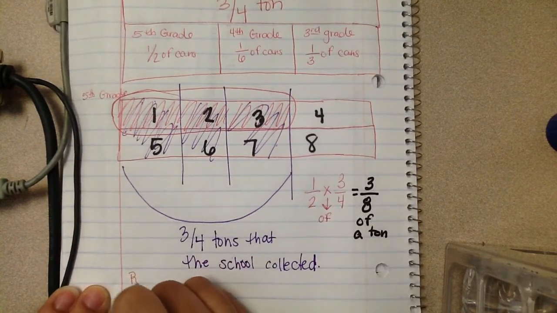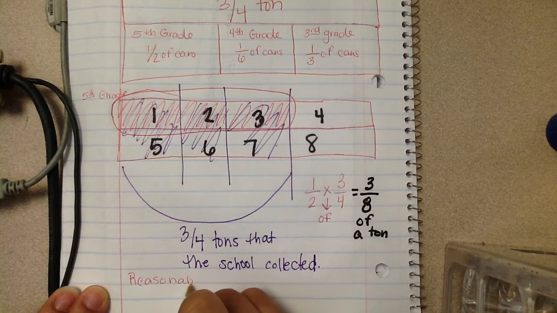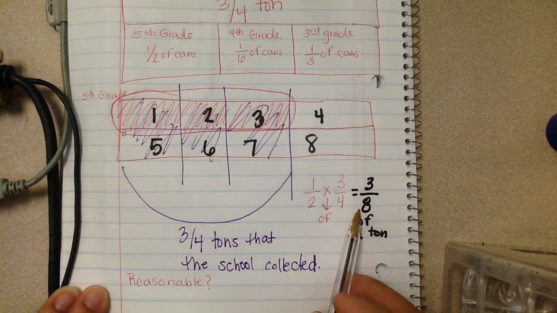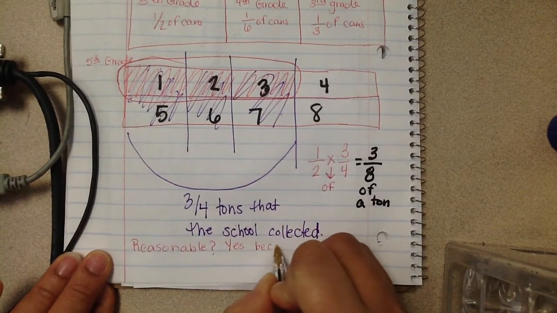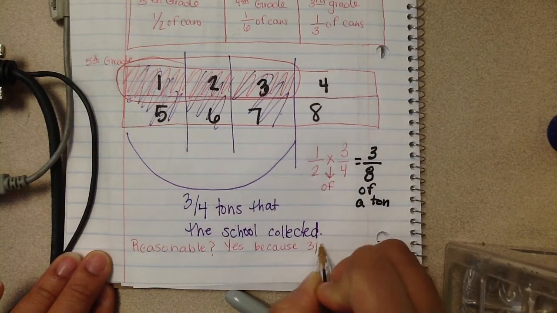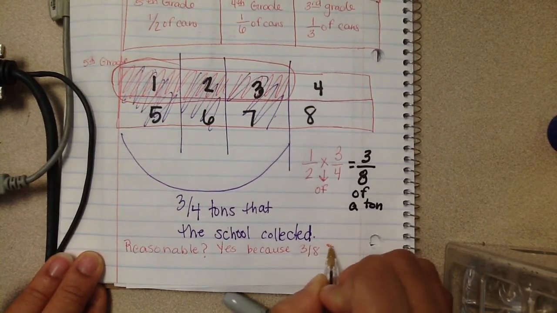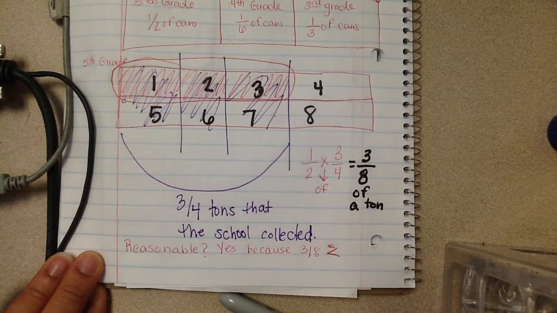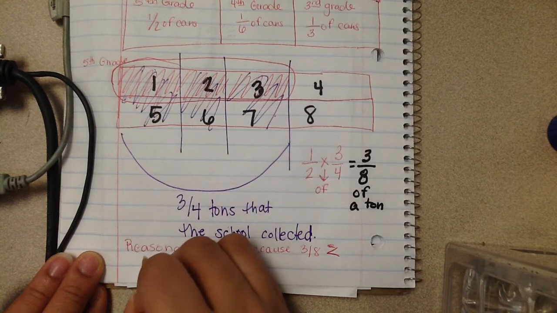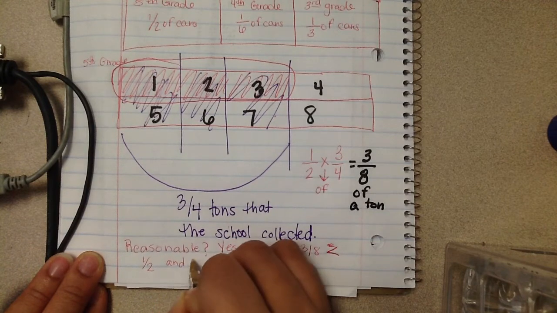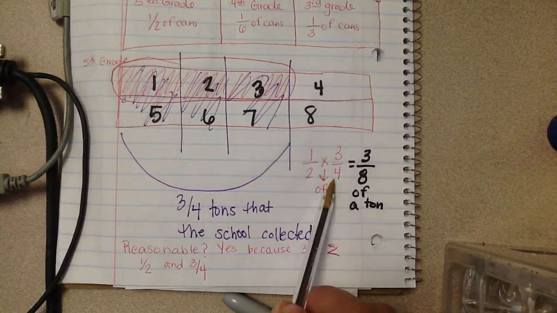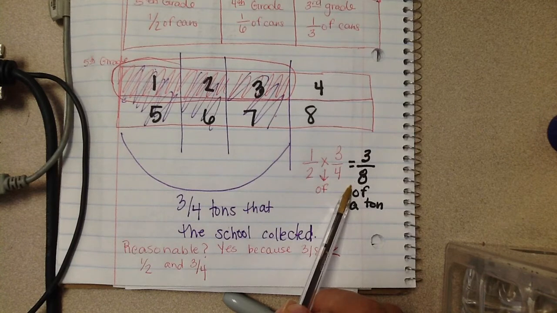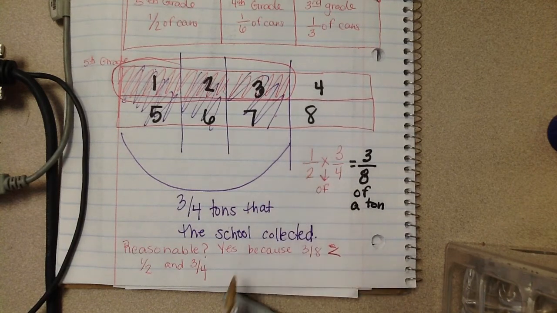When I'm asking myself, is it reasonable? Is 3/8 a reasonable answer for this problem? Yes, because 3/8 is less than, that's the sign for less than, 1/2 and 3/4. My answer, my product, always needs to be less than my two factors here. And 3/8 is smaller than 3/4. It's also smaller than 1/2. Okay?